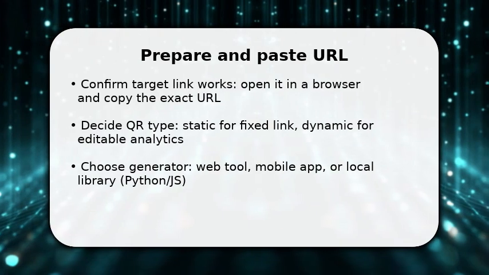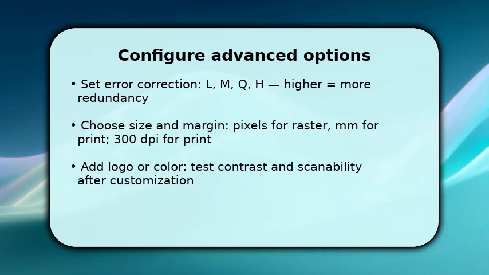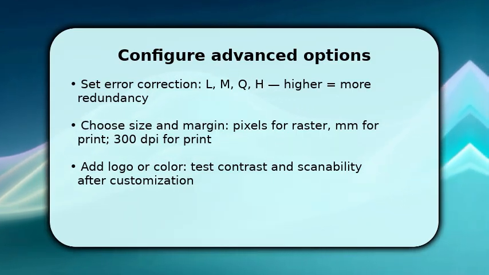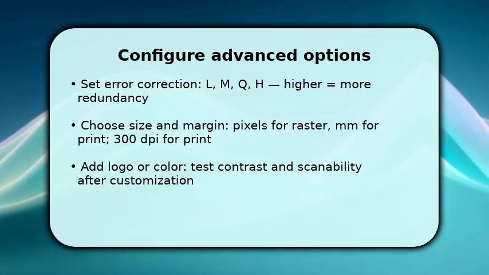Now configure the middle steps that affect reliability. You'll pick error correction. Higher levels tolerate damage but increase module count, so choose based on use case. Adjust size and margin. For print aim 300 dpi and a clear quiet zone.